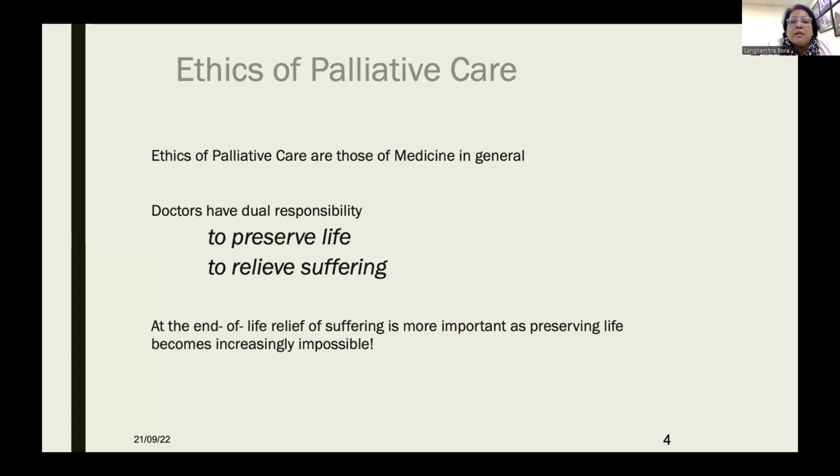Ethics of palliative care are simply those of medicine in general. We as doctors have a dual responsibility: one is to preserve life, and second, to relieve suffering. We have to do both these duties together. But as we come towards the end of life, the relief of suffering becomes more important as preserving life becomes increasingly impossible, because we are not gods. Death is inevitable, and that is the reason why we have to give importance to relieving the suffering of people, rather than putting all our actions into preserving life.